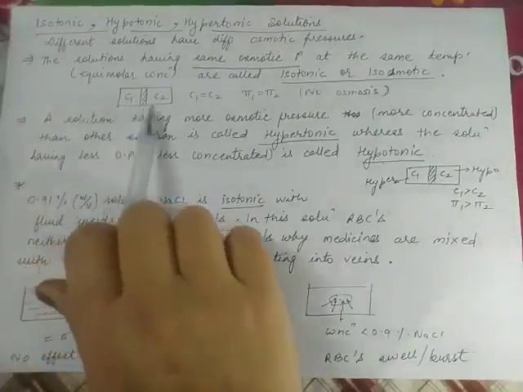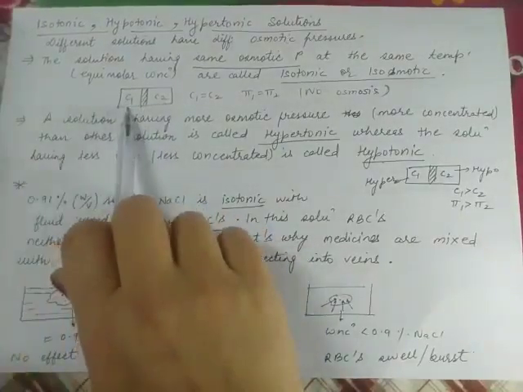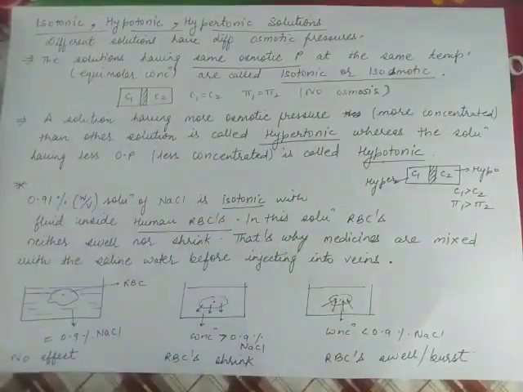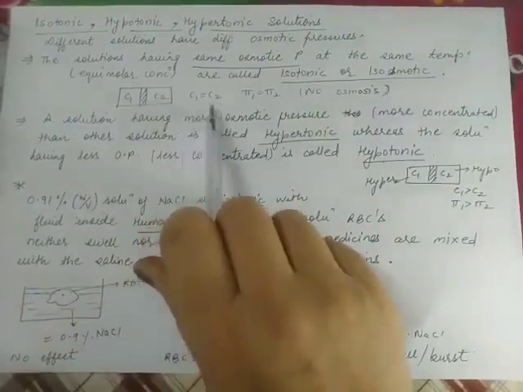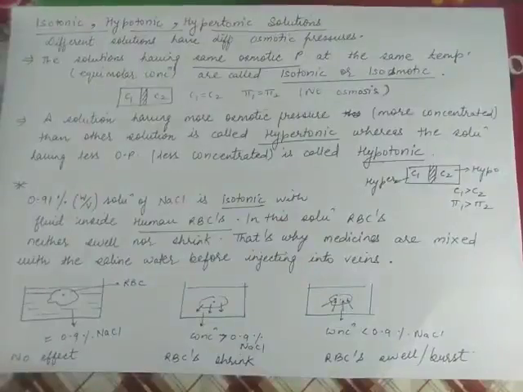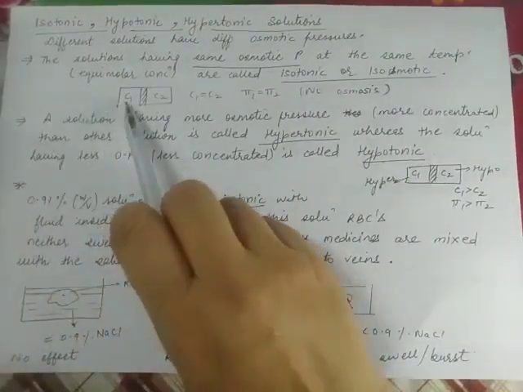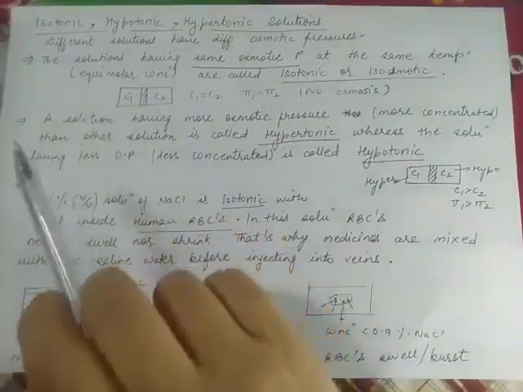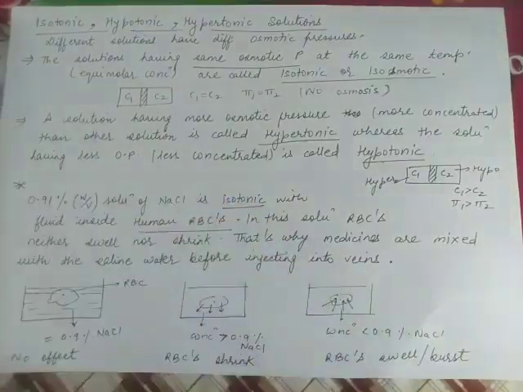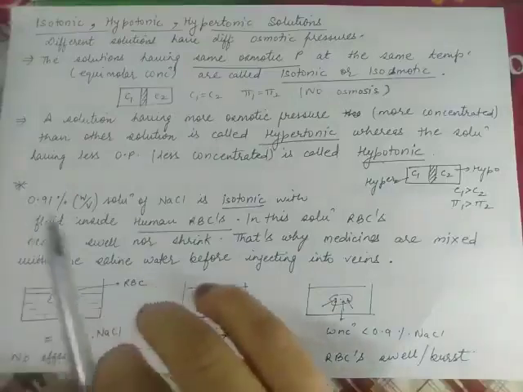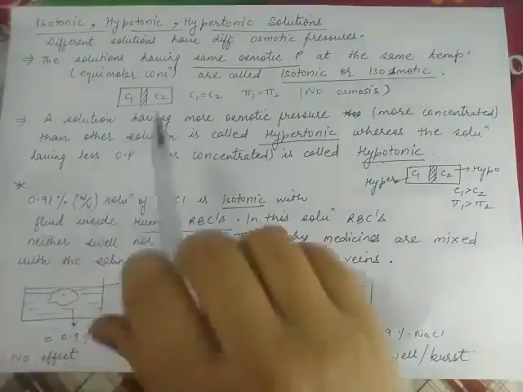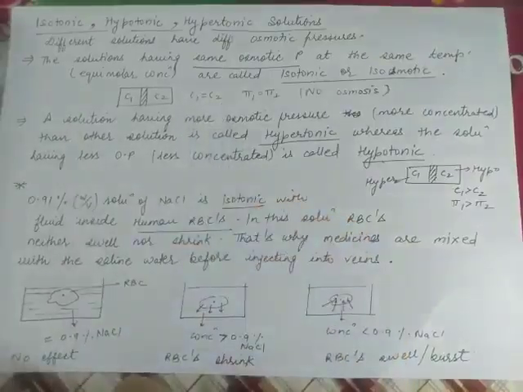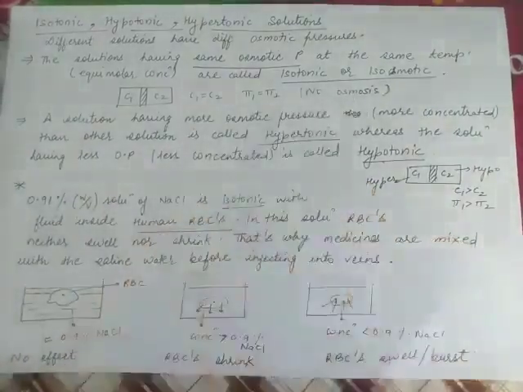Now suppose I have two solutions. The first concentration is C1 and the second concentration is C2, separated by a semi-permeable membrane. Suppose initially C1 and C2 are different. Then the solvent molecules will start moving from the higher side to the lower side till both the concentrations are equal. At the stage where both the osmotic pressures, or both the concentrations, are equal, no osmosis will occur.